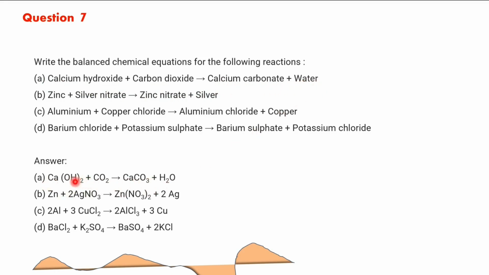So here the balanced equation for the first one is like this: calcium hydroxide, Ca(OH)2, reacts with carbon dioxide and gives calcium carbonate. It results in the formation of calcium carbonate and water also. All these statements are balanced. Just you have to have a glance at.